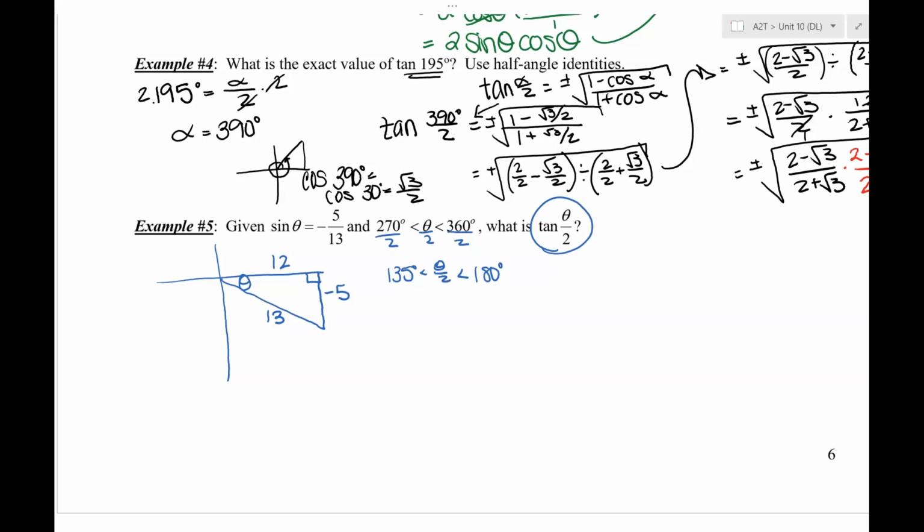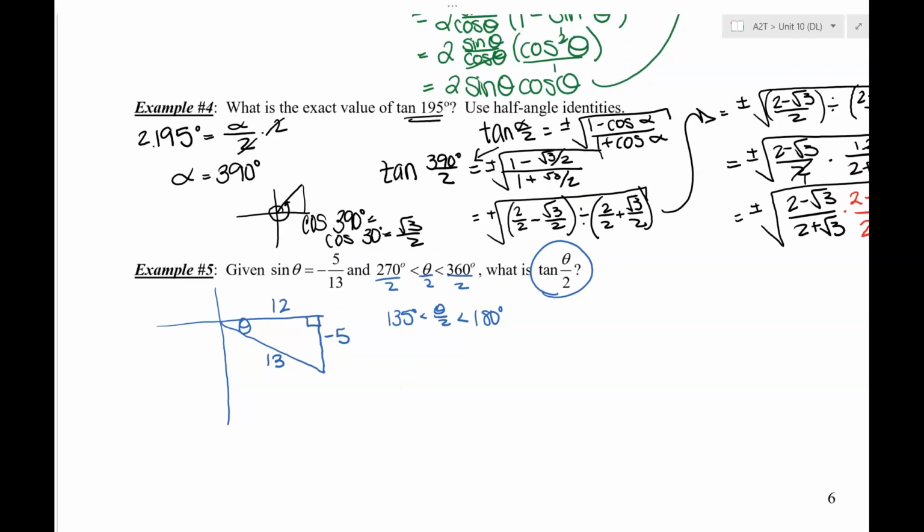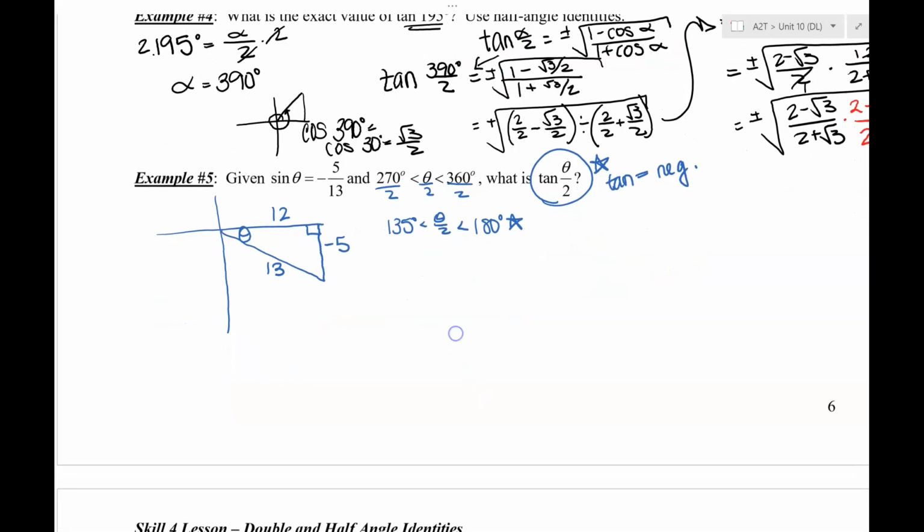We're not asked to find the tangent of theta. Like, okay, example number 4, tangent of 195, we then used theta over 2 to solve our problem. Here, we're being asked to find the tangent of theta over 2. Theta over 2 is in the second quadrant. Tangent will be negative. Okay, we'll remember that for our final answer.